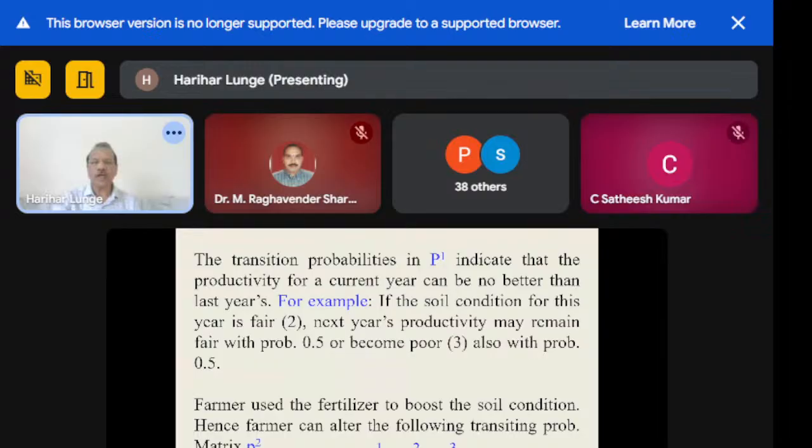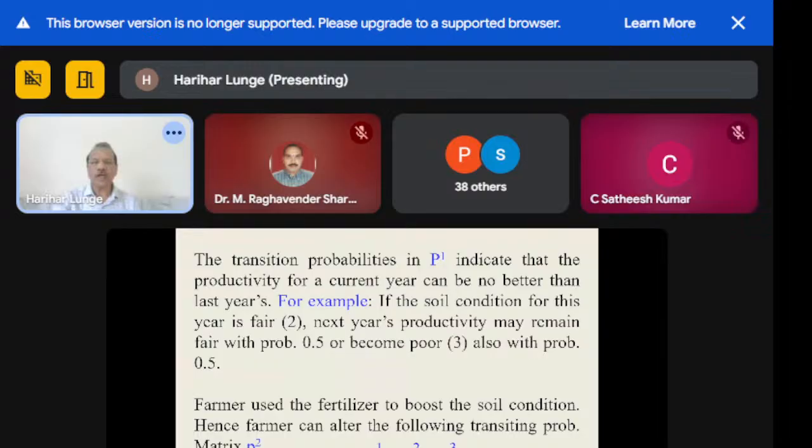And R1 is the gain of the product. Now here the farmer has to think about the decision. The farmer has two actions, to fertilize and not fertilize, and three types of states: good, fair and poor. So what kind of decision problem does the farmer have?